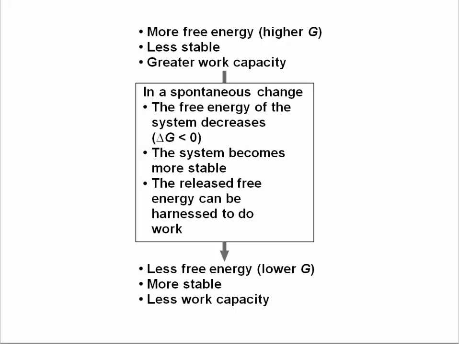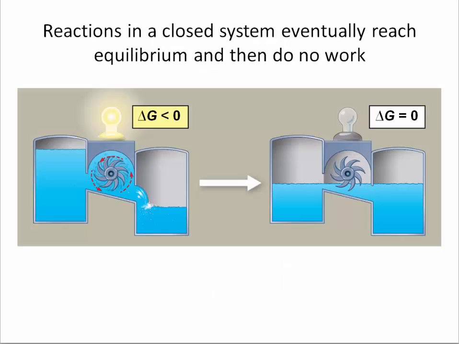So to summarize, the more free energy, or the higher the Gibbs free energy, the less stable it is, and the more work capacity it has. In a spontaneous change, the free energy of the system decreases, the system becomes more stable, and the released free energy is used to do work. And if there's less free energy, or a lower Gibbs free energy, the system is more stable, but it has less capacity to do work.